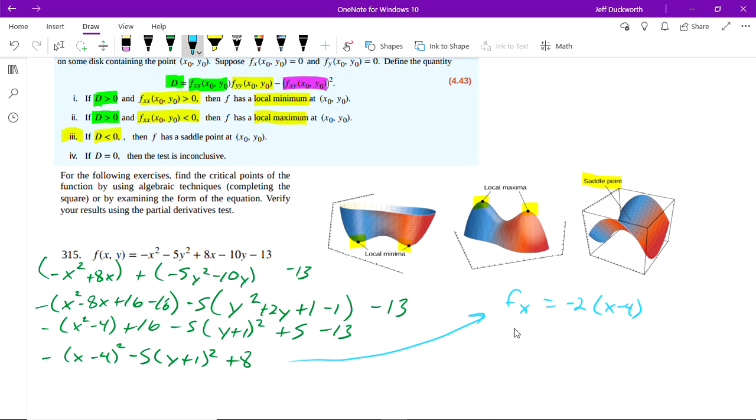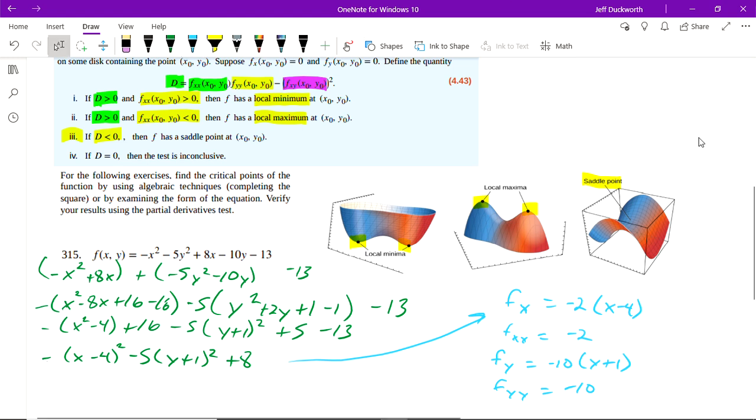And then the second derivative of that is, let's see, going to equal just negative 2. The first derivative with respect to y is going to equal, our second one, negative 5 times 2 is negative 10, and then the quantity is y plus 1. And that means our second derivative is negative 10. Okay, so we need a couple things here. We need this D.